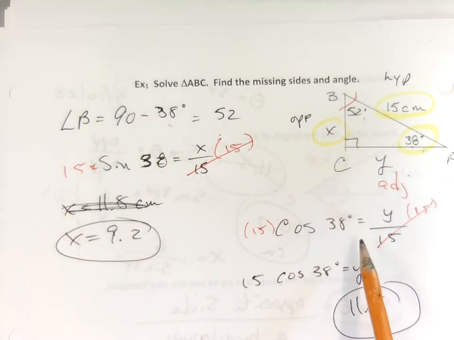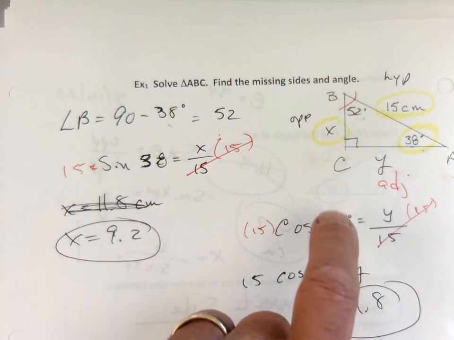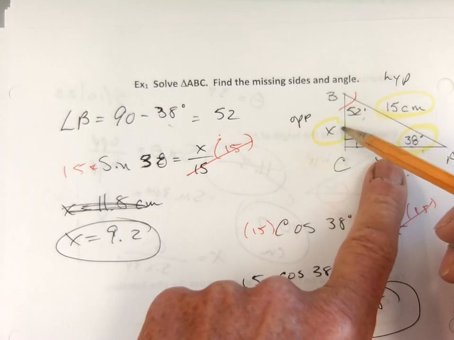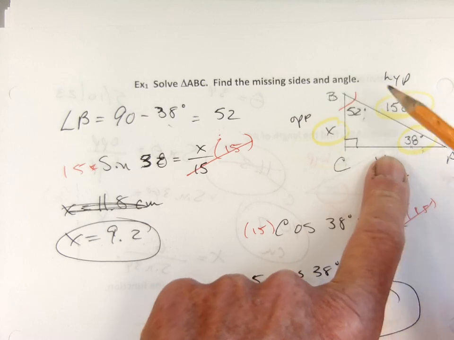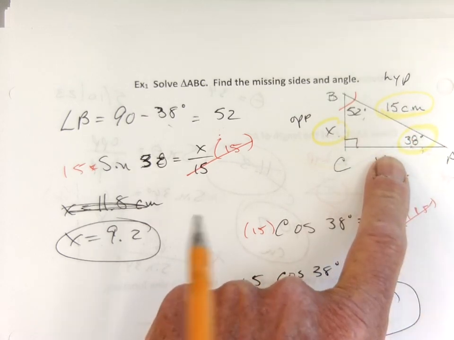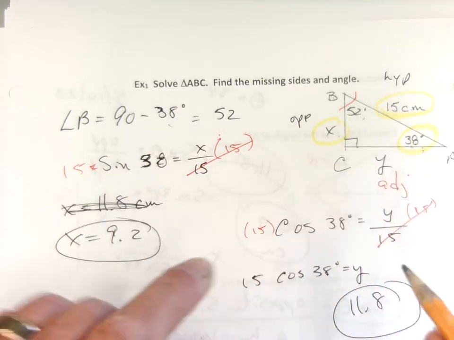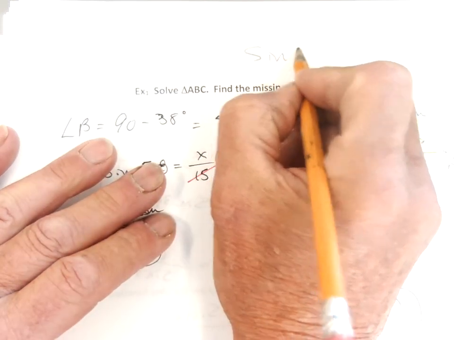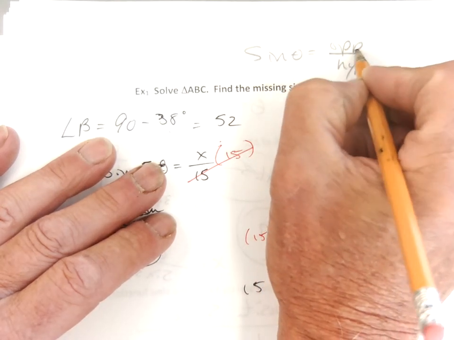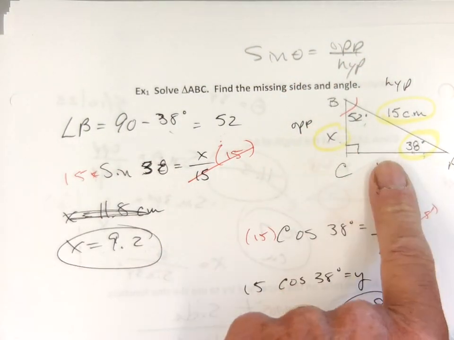Okay, good. Now I said, well, I either got to find this side or this side, doesn't really matter. So we chose to find this side first. From the 38 degrees, opposite, hypotenuse. Opposite, hypotenuse, we recognize that had to be sine. So we use sine of theta equals my opposite over my hypotenuse. Okay, because that's what I want to do. I don't care about the adjacent yet.